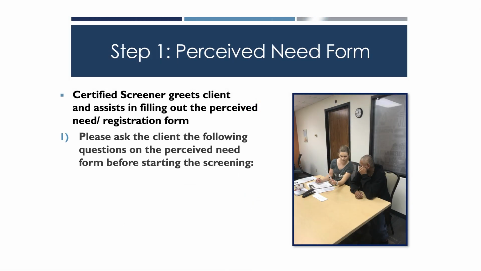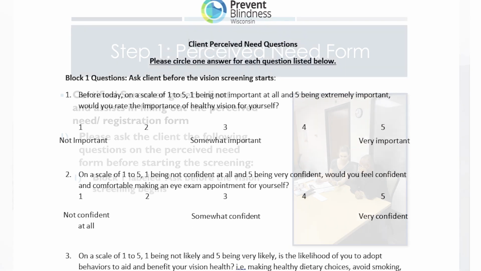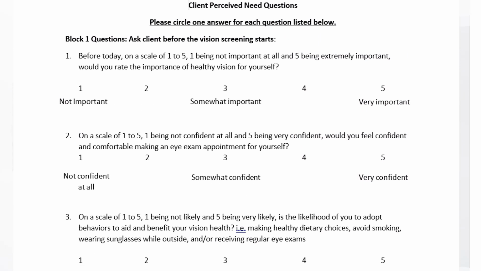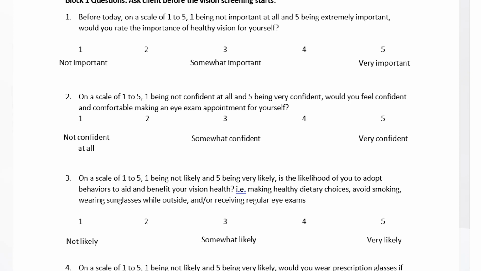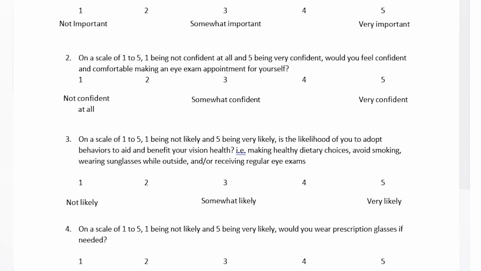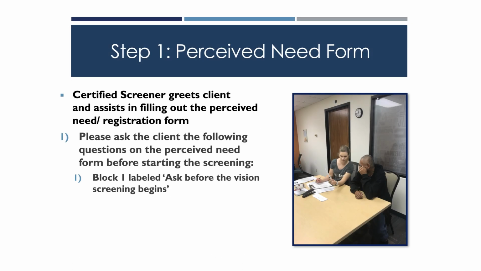So to begin with, we're going to go over the registration form and the perceived need form. When a client sits across from you and you're starting the vision screening, each one is going to start off with filling out the perceived need form. This is 5 questions, and this is going to be block 1. You will ask the client these questions, and they will give you a response 1 through 5 on where they feel on that scale for each question. You will ask block 1 questions.